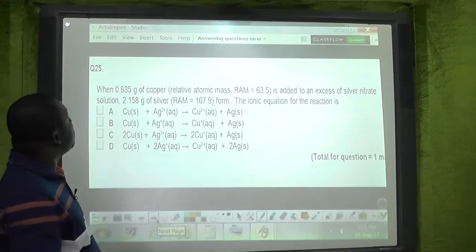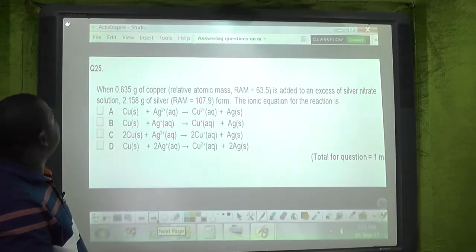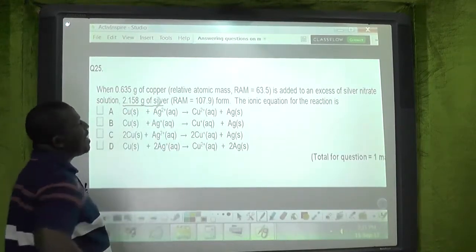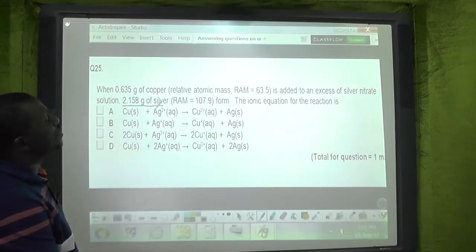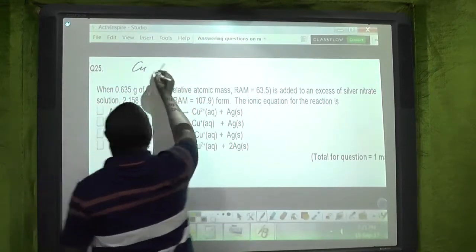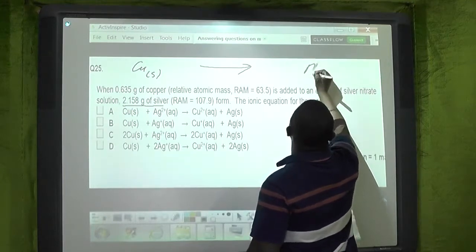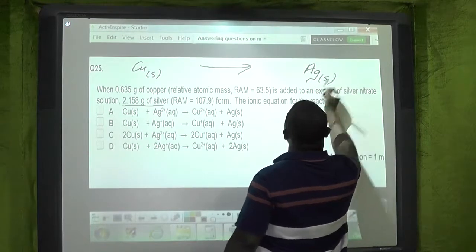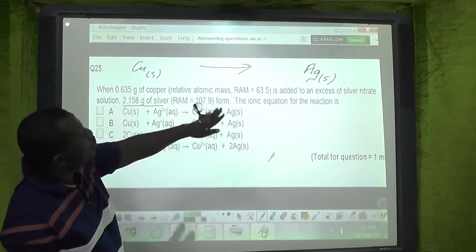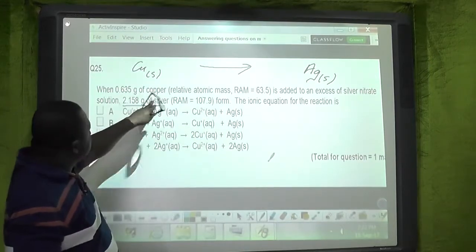Let's go on. 25. When 0.635 grams of copper, relative atomic mass given, is added to an excess of silver nitrate solution, this mass of silver has been produced. The ionic equation of the reaction is this. We were given copper, and copper solid reacted, and at the end of the day we achieved a solution and we also got silver as a solid. So that's what they are asking us.